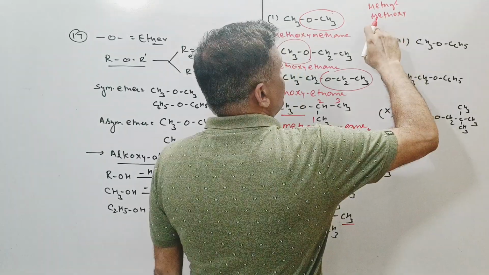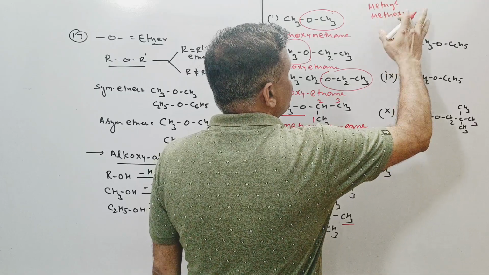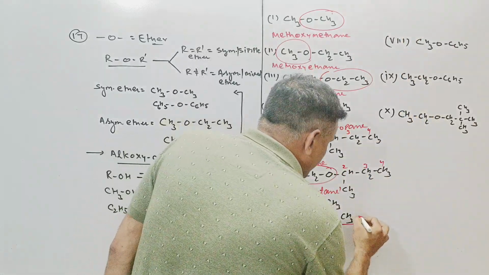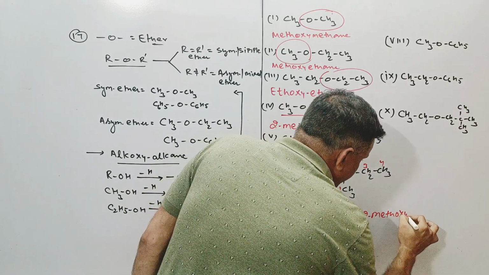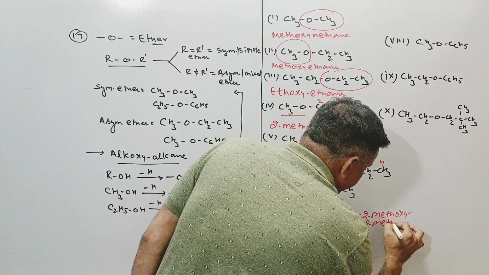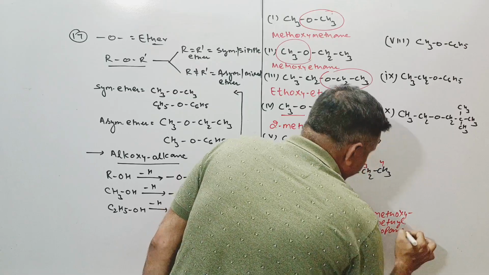No confusion. Methyl is spelled METHYL and methoxy is spelled METHOXY. Alphabetically, meth, both are the same. This is the Y and this is the O. So O has higher priority. So the name of the compound will be 2-methoxy-2-methyl. There are 3 carbons in the chain, so it will be propane.